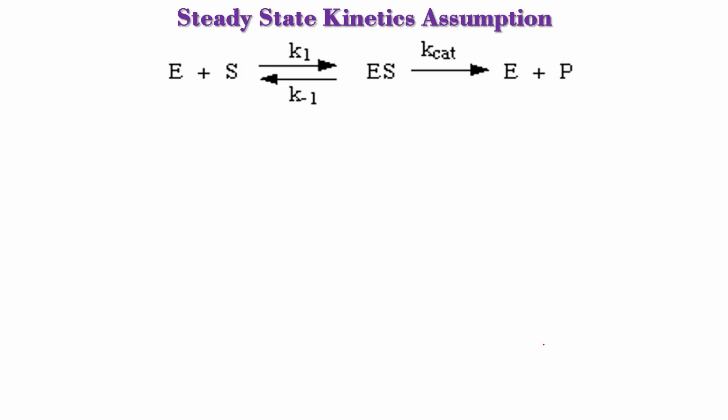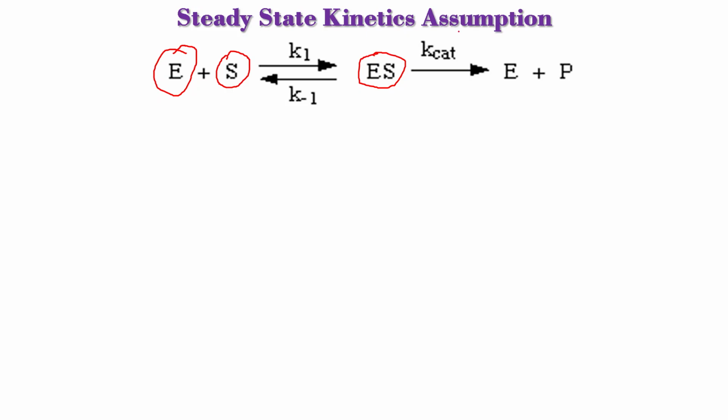Now, we've looked at one assumption. Let's look at how we can derive this equation again using the steady state assumption. In the steady state assumption, we look at our model again, where our enzyme E plus our substrate S bind together to form our ES. Remember, in rapid equilibrium, we say that products are not formed.